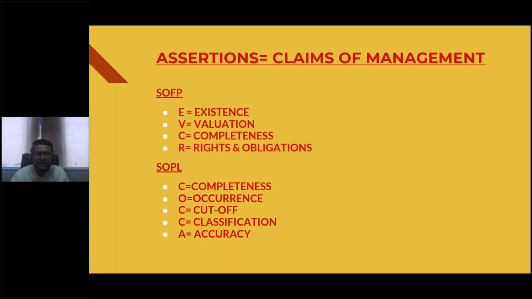Again, completeness is an issue which is not associated with revenue. As a client, you would like to record each and everything. Maybe you would like to record even those things which you should not record. So completeness is not an issue when it comes to revenue. It is more of an issue when it comes to expenses. Second one is called occurrence.